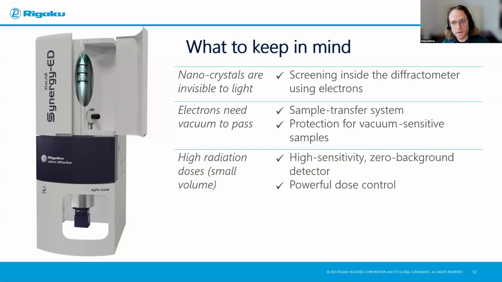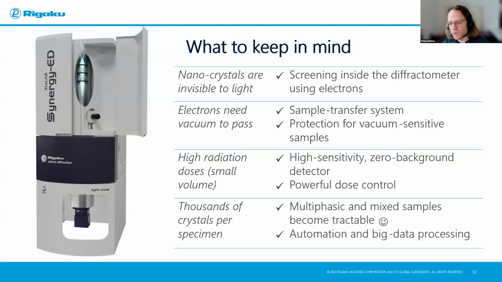The radiation doses to extract full diffraction information from these small crystals are very high. So you need the best possible detector you can think of that doesn't waste radiation on poor detection. So you don't want any sort of background signal. You need extreme sensitivity, and you need to make sure that your instrument controls those in a very reliable and calibrated way. And then, as I mentioned already, you have thousands of crystals per specimen. So mixed samples become tractable, but also automation and big data processing become a much bigger topic than on machines which give you, let's say, one monolithic block of information.